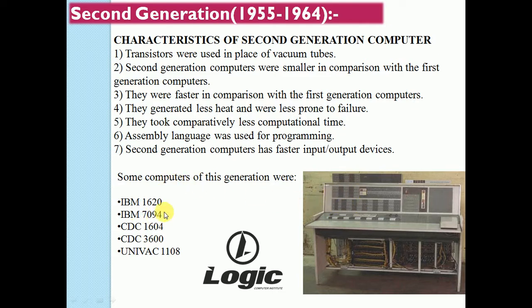There are some examples of second generation computers: IBM 1620, IBM 7094, CDC 1604, CDC 3600, UNIVAC 1108.